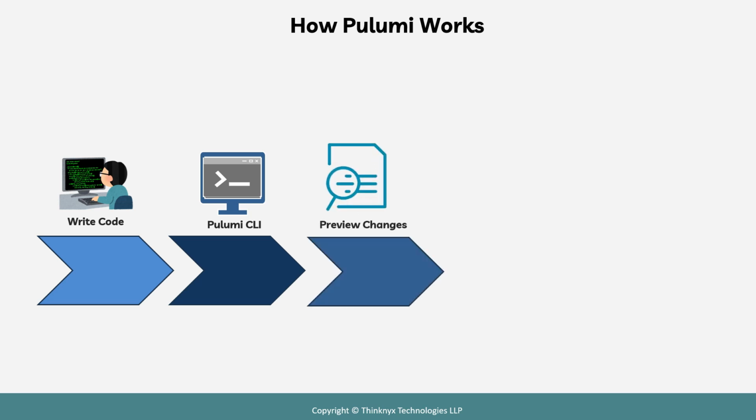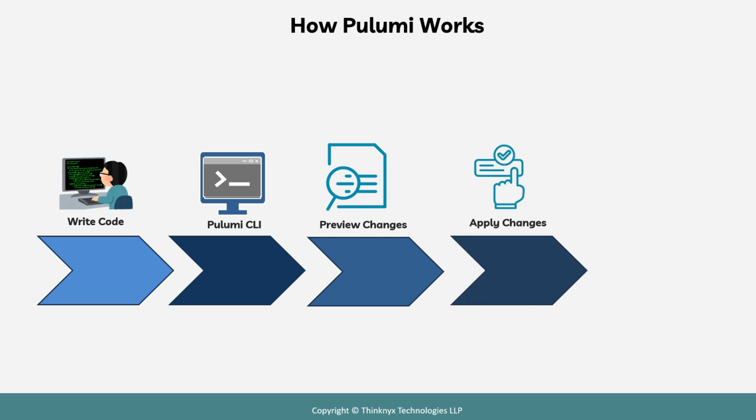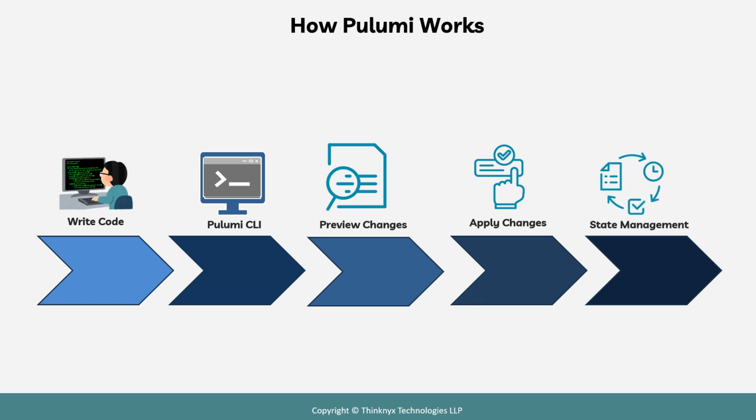Preview changes. Before applying any change, Pulumi provides a preview of what action it will take, allowing you to review and confirm the changes. Apply changes. Once you are satisfied with the preview, you can apply the changes to create, update, and delete resources. Pulumi ensures that your infrastructure matches the desired state defined in your code. State management. Pulumi maintains a state file that tracks the current state of your infrastructure. This file is stored either locally or in a cloud backend, ensuring that your infrastructure is always in sync with your code.